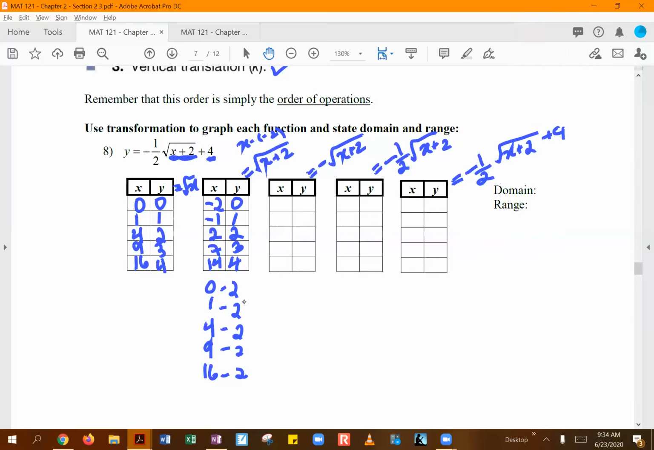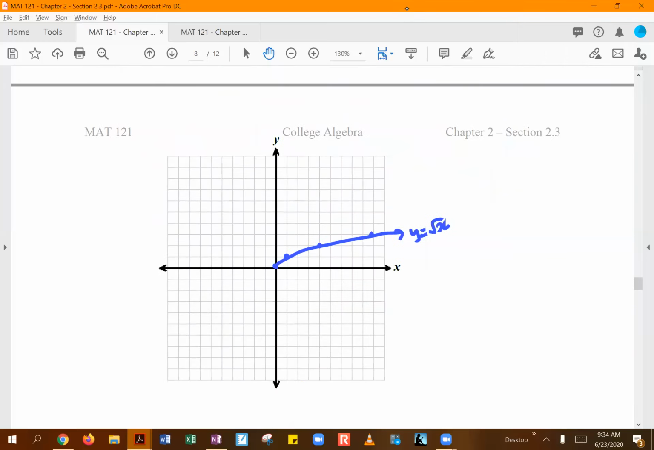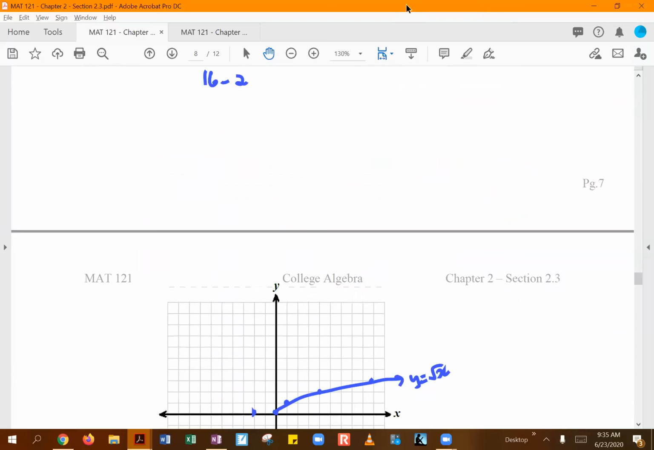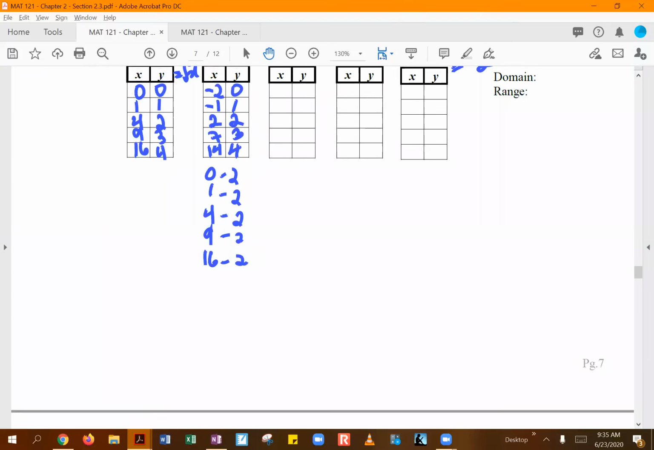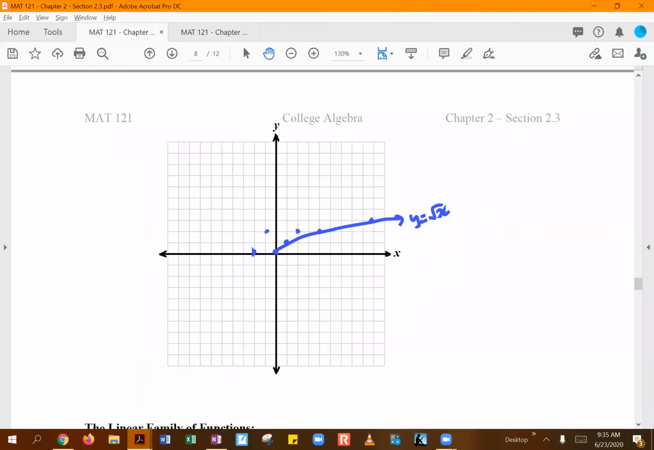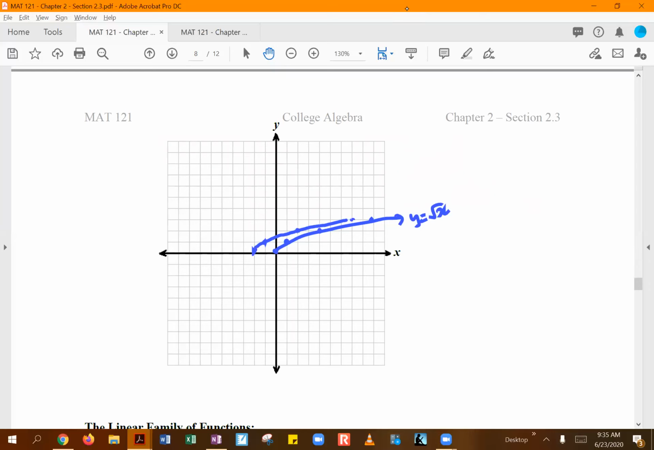So let's see what this graph ends up looking like. So now you're at negative 2, 0, negative 1, 1, positive 2, positive 2, and then what else did we have? 7 and 3. So now, oh, this was the wrong place. Here we go. So this is basically the original graph that has now moved 2 units to the left.